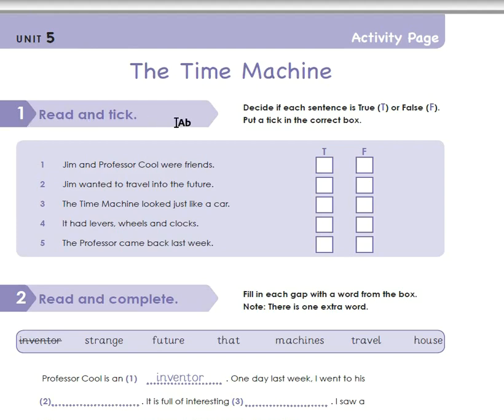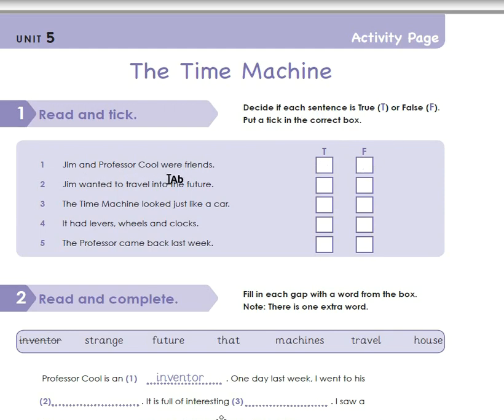Activity 1 read and tick. Decide if each sentence is true or false. Put a tick in the correct box. الآن عندك T يعني صح، F يعني خطأ. عليك فقط وضع علامة صح عند الجملة. يعني مثلا لو كانت الجملة صحيحة ضع علامة صح هنا عند T، لو كانت خطأ ضع علامة صح عند الF.